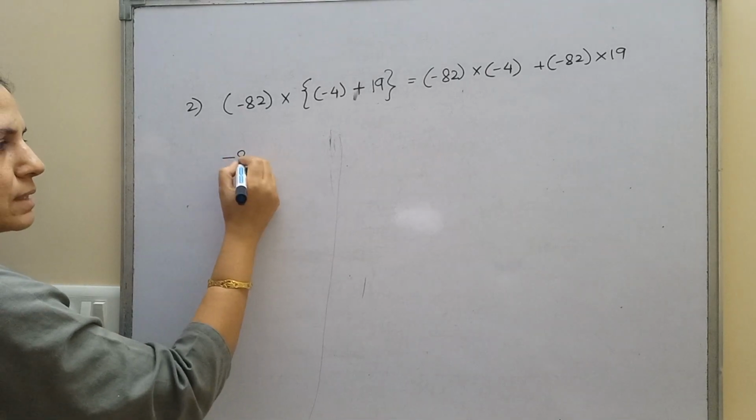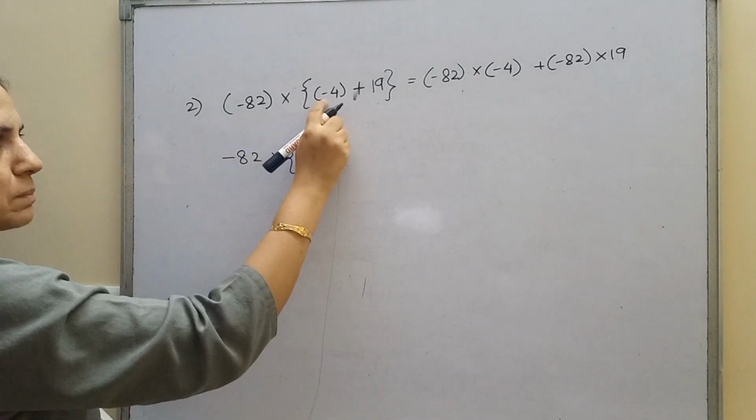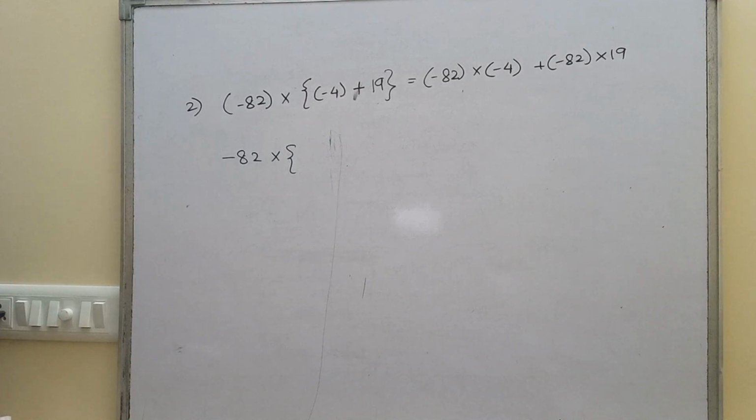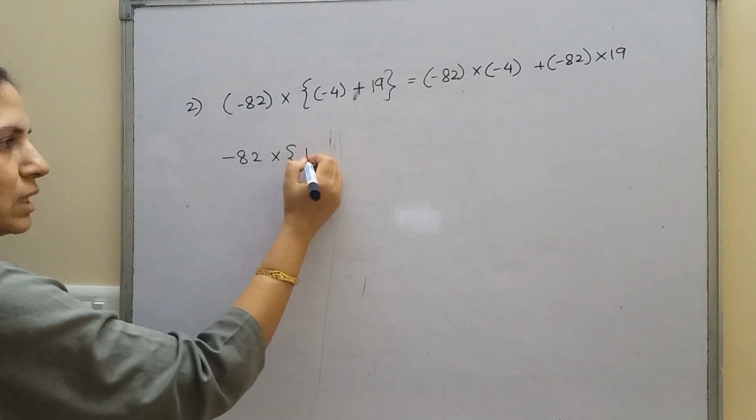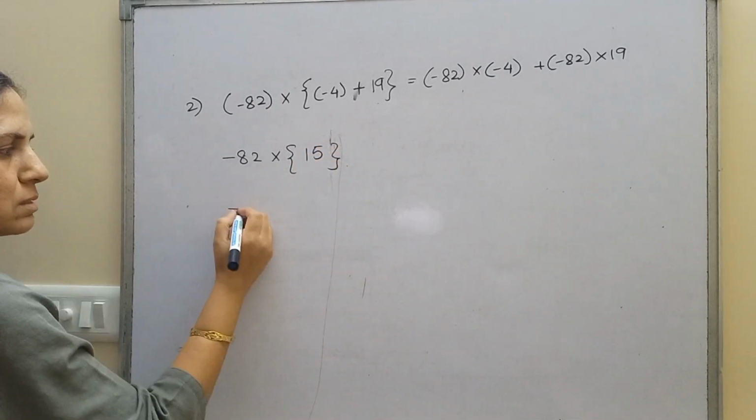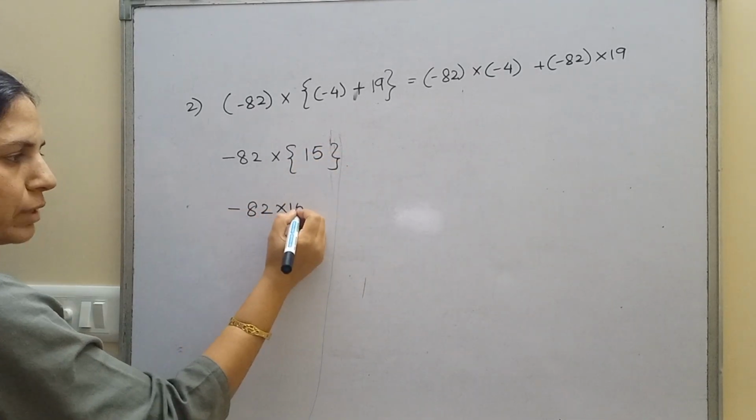This is minus 82 multiplied by, what is minus plus? Opposite signs will end up being minus. 19 minus 4 is 15. So this is minus 82 multiplied by 15.